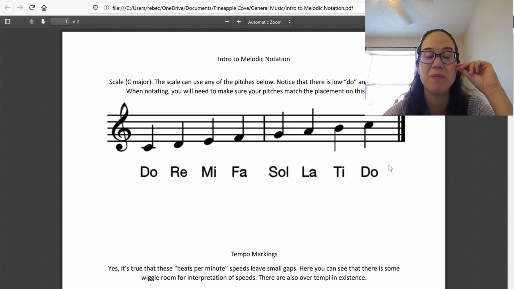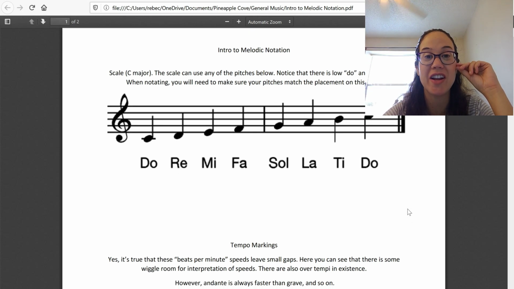Feel free to practice it at home. Just draw your 5 lines out. Make sure that you can write it from memory. Double check it with this page and make sure yours is perfect.